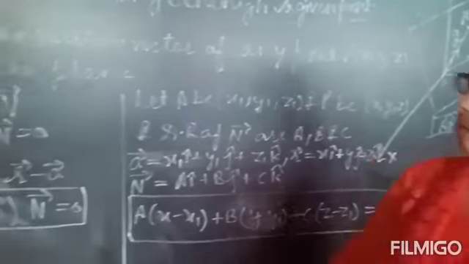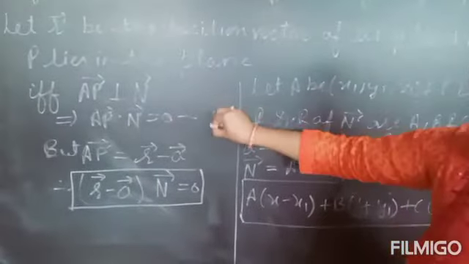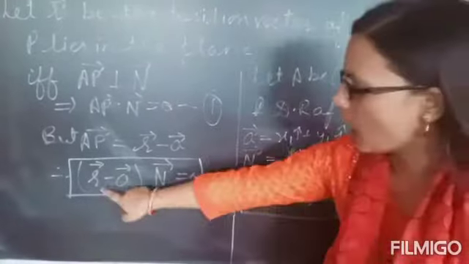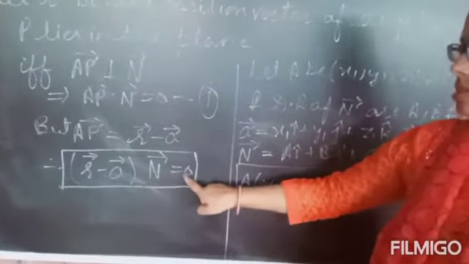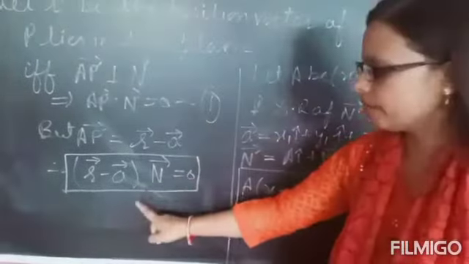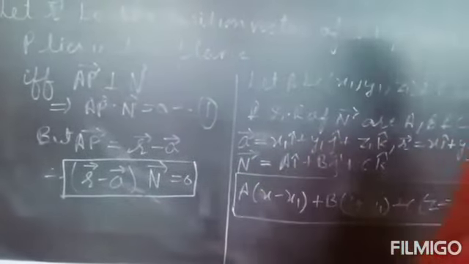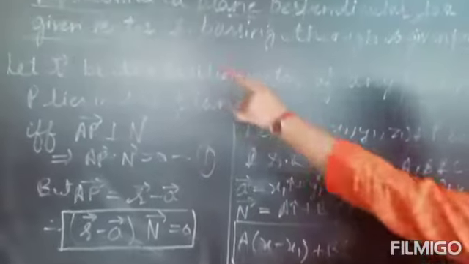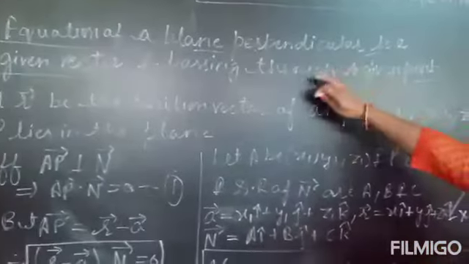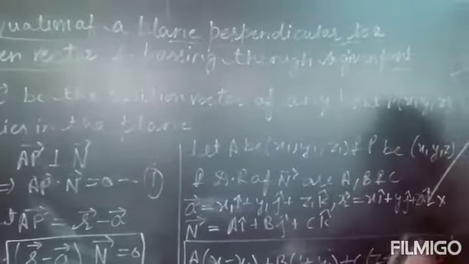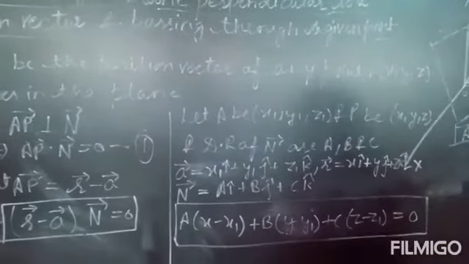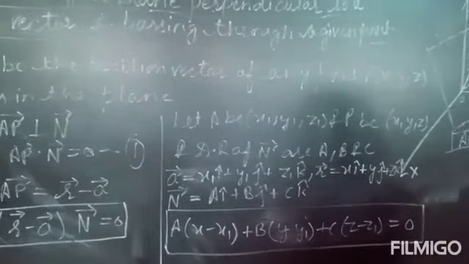So by putting this in equation number 1, we have (r vector minus a vector) dot product n vector is equal to 0. This is the vector form of the equation of a plane perpendicular to a given vector and passing through a given point. Now students, we will come to the Cartesian form of this equation.